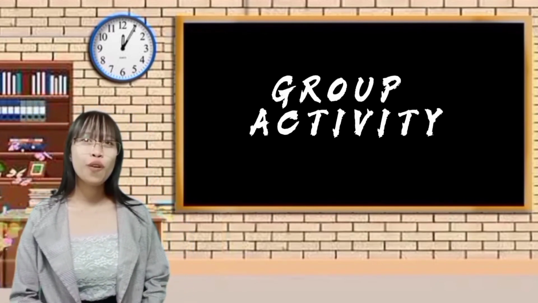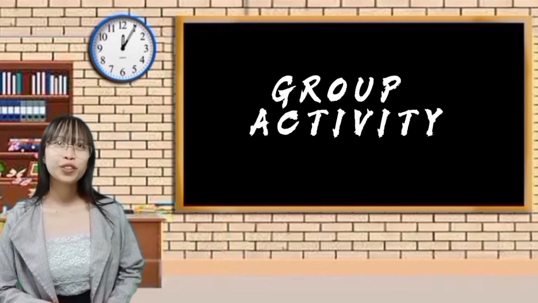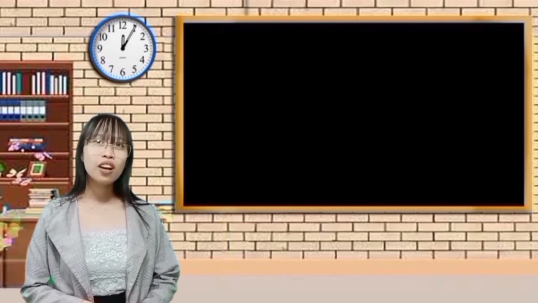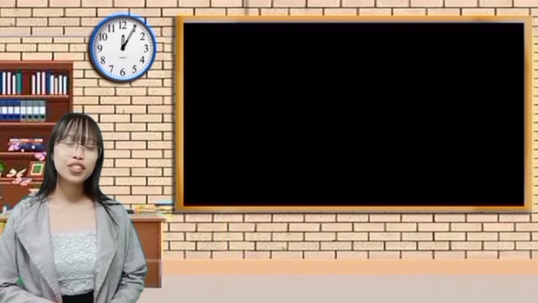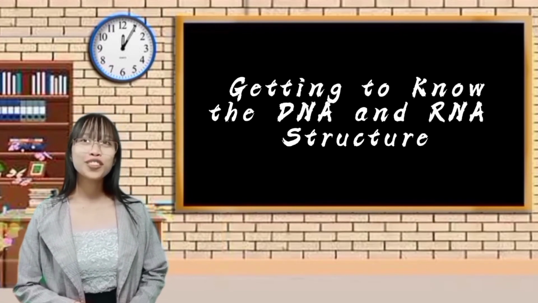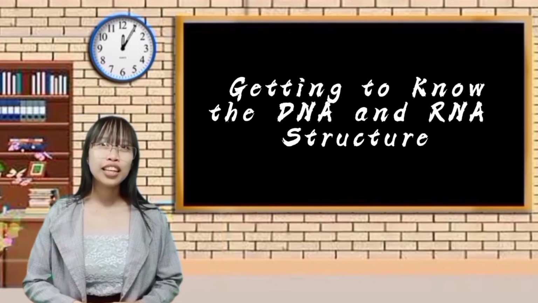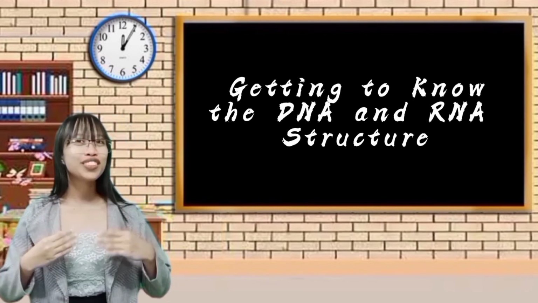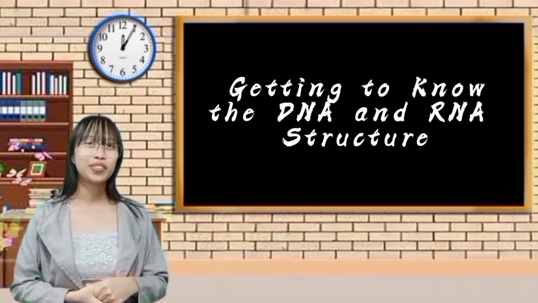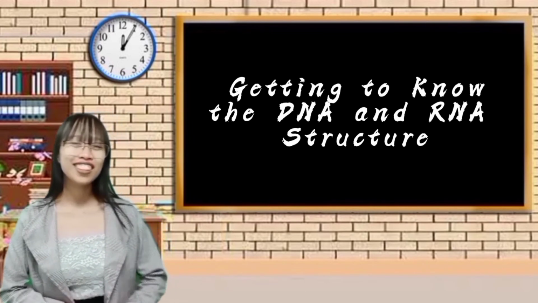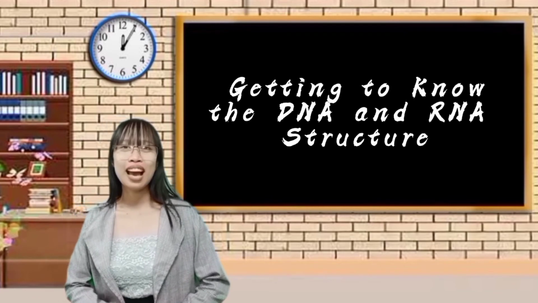So, now for your group activity, group yourselves into 5 and get your science module and open it on pages 266 to 268. Then answer Activity 1 entitled Getting to Know the DNA and RNA Structure. After answering, each group will report their answer in front. Each group will choose a representative to report. Don't worry about that. So I will give you 10 minutes to do this activity.